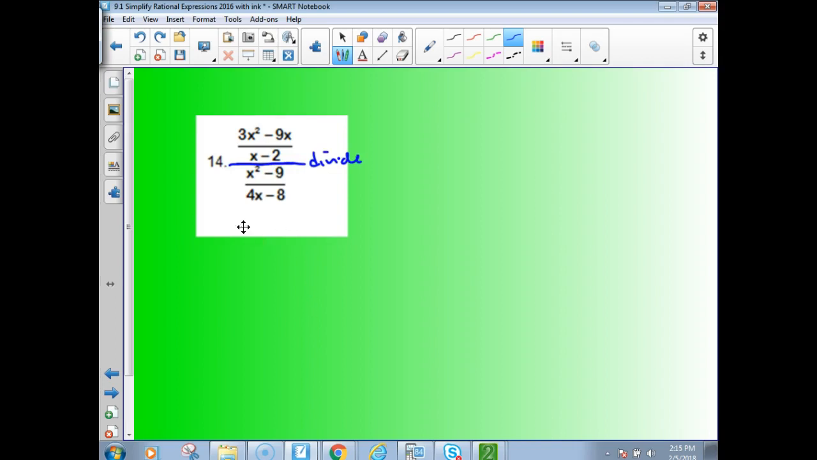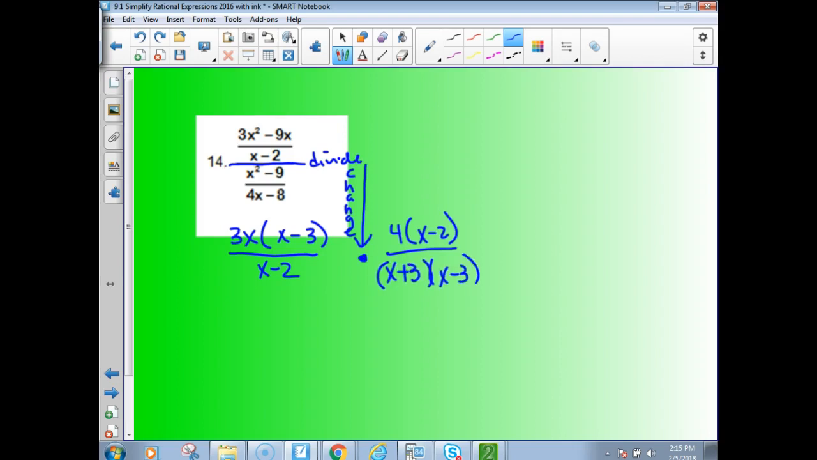I'm going to start with the numerator factored out. 3x will be a common factor of both terms. So I'm going to have 3x times x minus 3 over x minus 2. I'm going to change the divide to multiply, and I'm flipping the bottom fraction over. So 4 times x minus 2 will be my top. X squared minus 9 is the bottom, but I'm going to factor that to x plus 3 times x minus 3. It doesn't matter what order you write it.